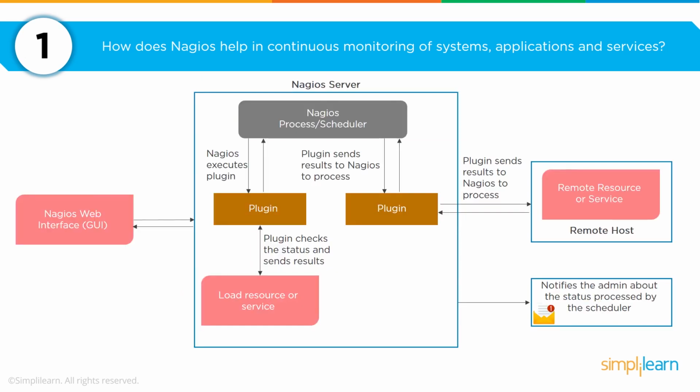So the second question you'll be asked is, how does Nagios help in continuous monitoring of systems, applications, and services? It's able to do this by having the initial Nagios process and scheduler and the additional plugins that you would use for your network connect with the remote resources and the Nagios web interface to be able to run status checks on a predefined schedule.